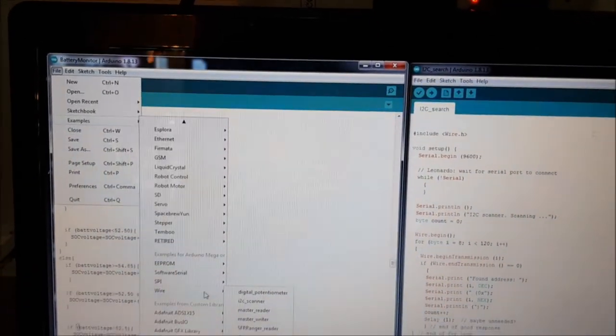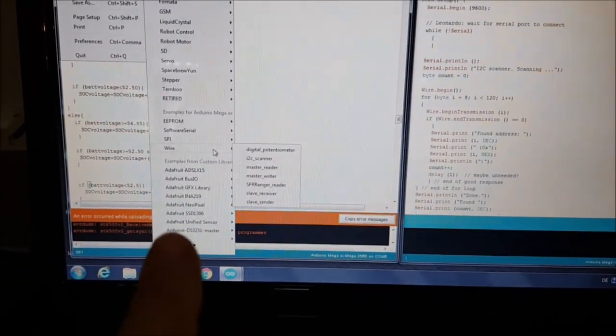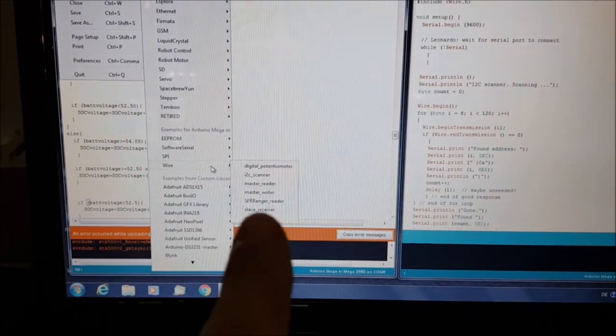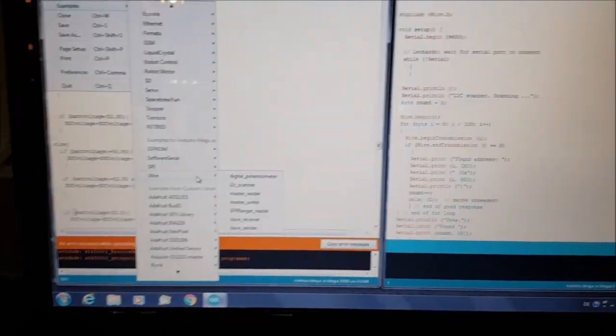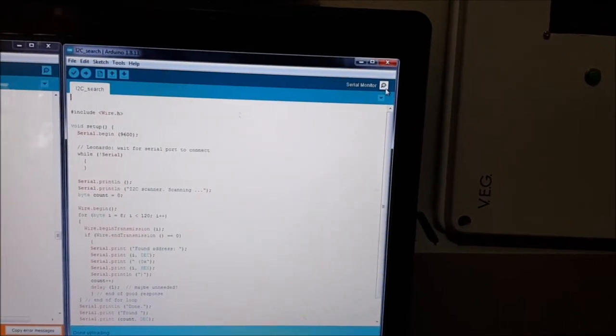at the examples and look at Wire. There you can find the sketch which is called I2C scanner. So I have opened that here, and we are going to upload that now to the microcontroller. Upload it, we can open the serial monitor.